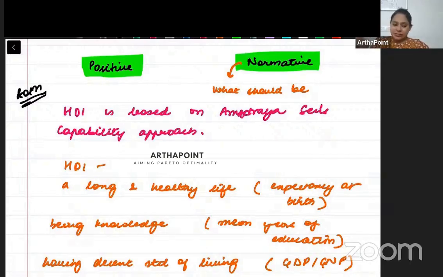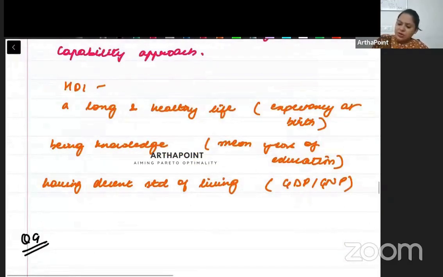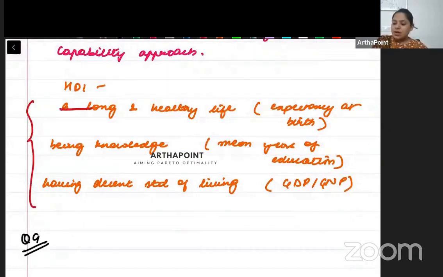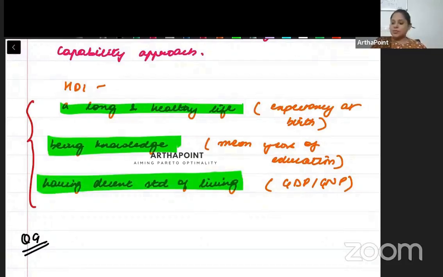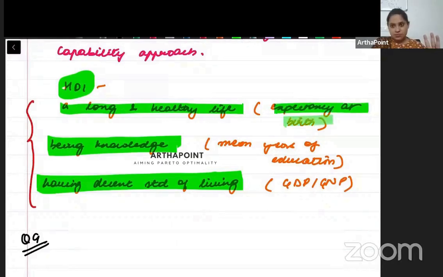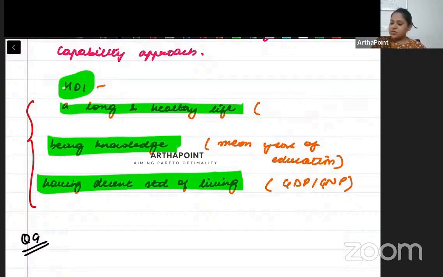In that, he has referred to these things. A person should be able to live a long and healthy life. A person should be able to be knowledgeable and should have decent standard of living. Now let's compare this with HDI, Human Development Index. If you remember Human Development Index formula, it is based on three things. Three things come in that formula. What are those? Life expectancy at birth. This is life expectancy.